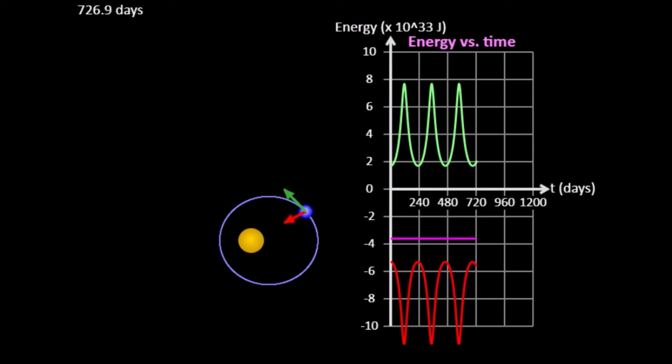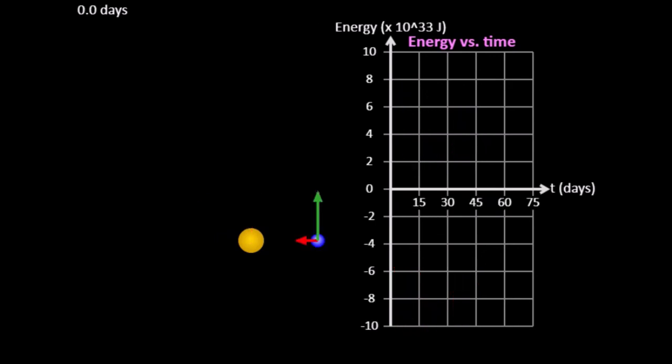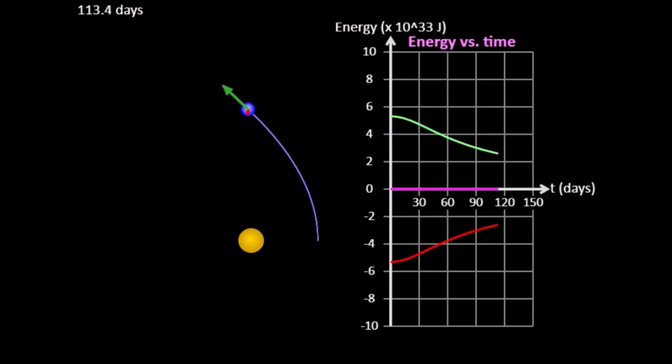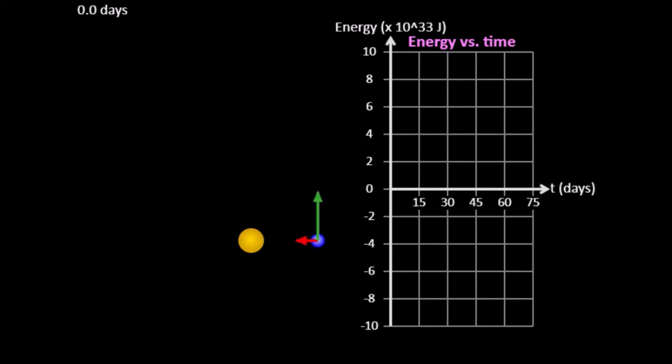Now let's look at if the object was moving faster, say about 45,000 meters per second. Let's have a look at what this orbit would look like. Okay, I'm going to pause it there because, spoiler alert, the planet doesn't actually come back anymore. So I'm going to just reset it and I'll explain what we're seeing.